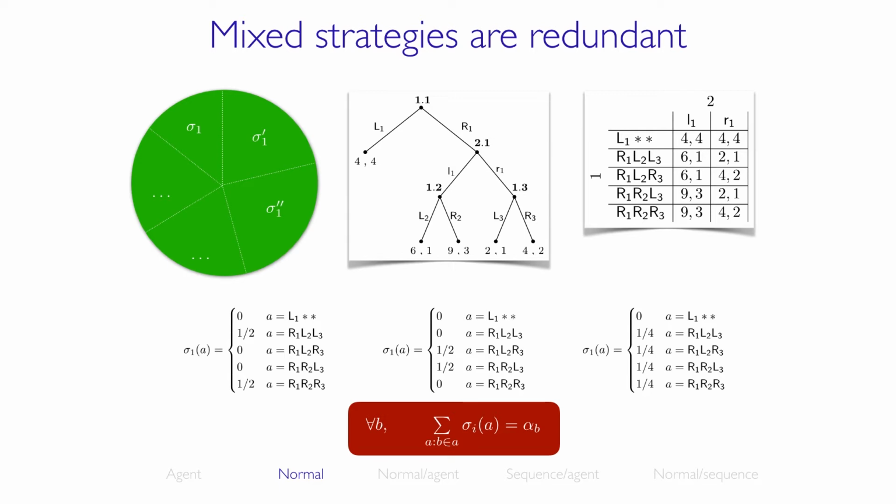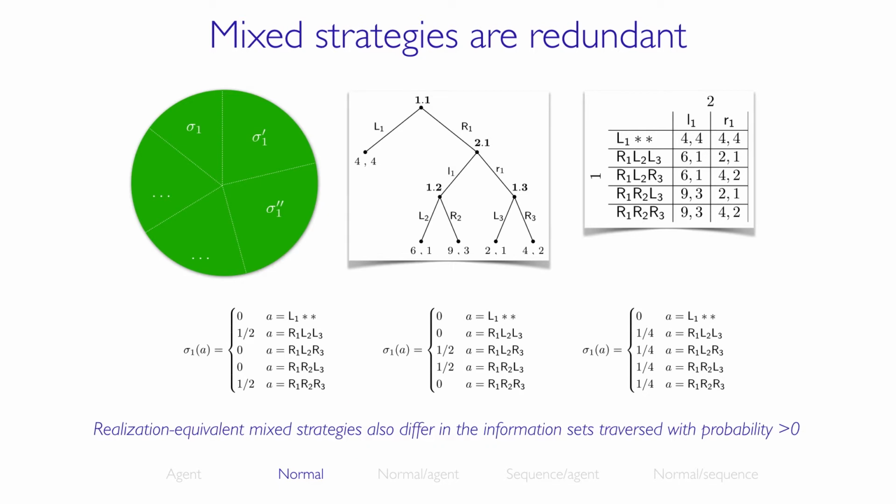That is, when for every possible action B, the cumulative probability that such an action is played over the plans A is the same. This means that the realization equivalent mixed strategies in the normal form also differ in the information sets traversed with probability strictly positive. The intuition is that since the space of the strategies of the normal form is exponentially larger than the space of the behavioral strategies, many strategies in the normal form are equivalent to each other.